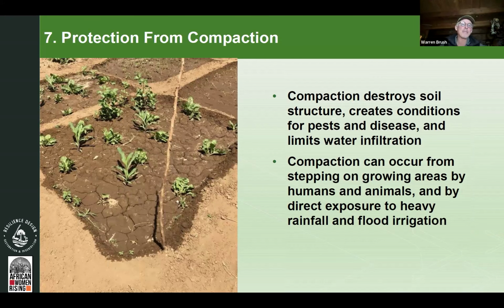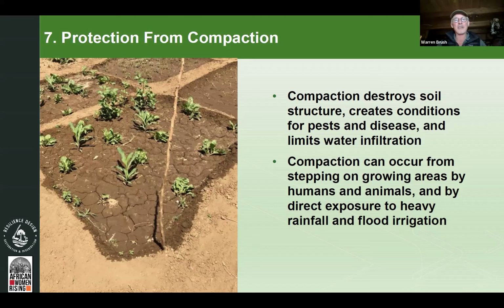And then protection from compaction, even from rain, but even from flood irrigation. Sometimes we do flood irrigation systems that compact the soils, like you see here. This is a system in Somalia where they were flooding from the river, but you can see that it was causing compaction. So we look at how you can redesign the system to do lateral irrigation into the root zones. That's another strategy that we'll use: not top flooding the growing system to cause compaction.